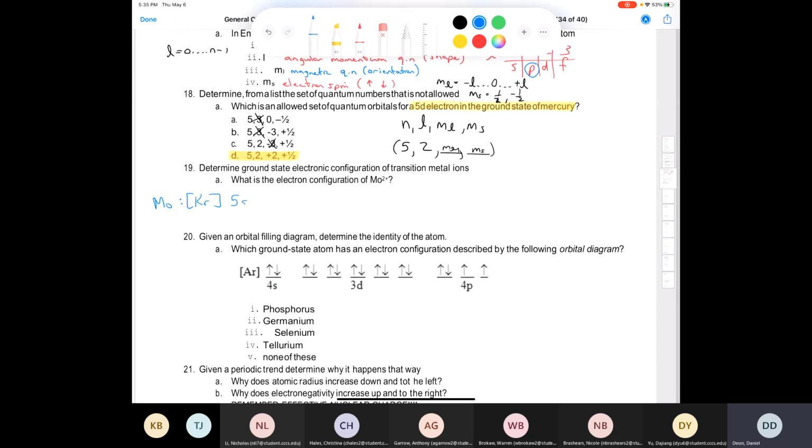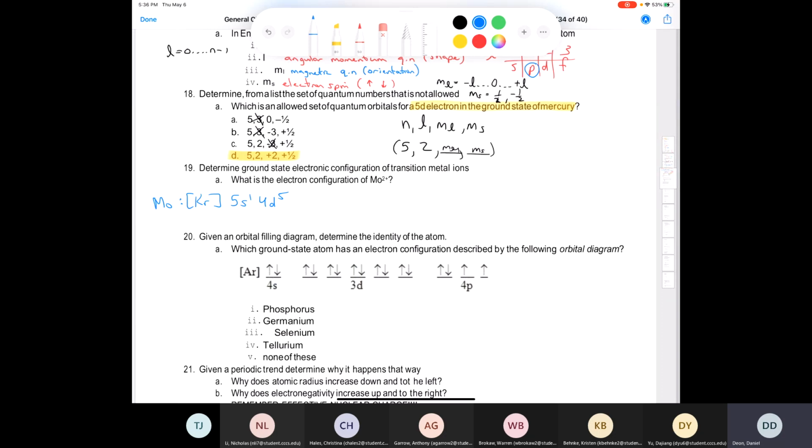So 5s2, 4d4, like that. Now, remember that this is one of the exceptions, isn't it? Because molybdenum is right below chromium, and chromium and copper, I went over those exceptions. And so it's actually not 5s2, 4d4. It's 5s1, 4d5. Why? Because now both the s orbital and the d orbital are half filled, and so there's additional stability in having both of those orbitals half filled.